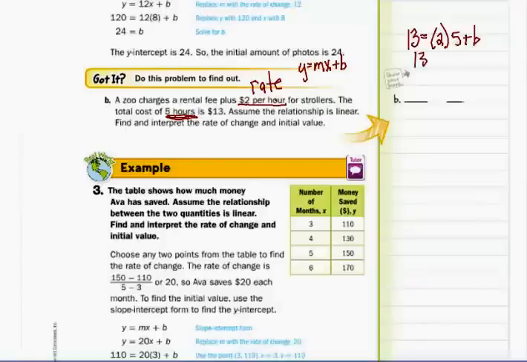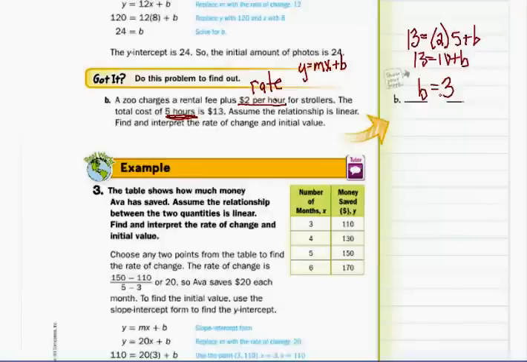So 13 equals 10 plus b. My b is 3. So what does that mean? That's the initial charge. They're going to charge you $3 to rent the stroller plus $2 per hour for each one that you have it. Okay, so that's getting it all from word problems.